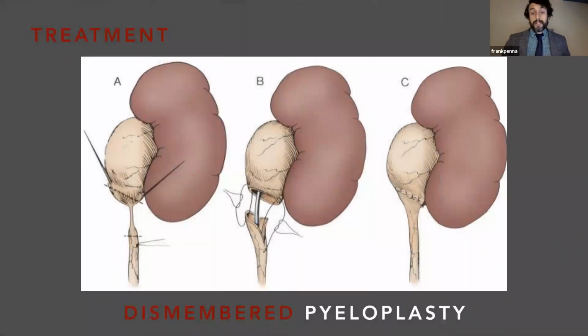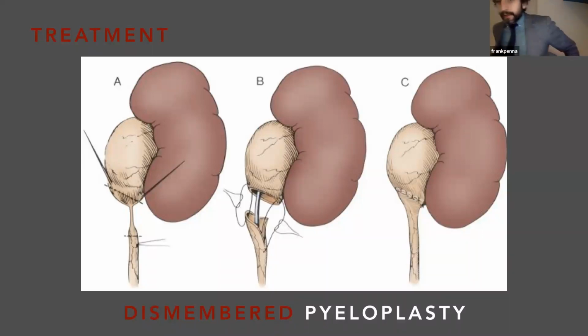This is a dismembered pyeloplasty. This is how I treat it. On the left you can see the large pelvis and the narrow segment, which is the UPJ, the ureteropelvic junction. That narrow segment is an intrinsic obstruction. I typically do this in a minimally invasive fashion, robotically. You can do it laparoscopically as well, but it's technically a little more challenging. I dismember the pelvis by cutting it, and then I'll typically remove that scarred segment and spatulate the ureter.